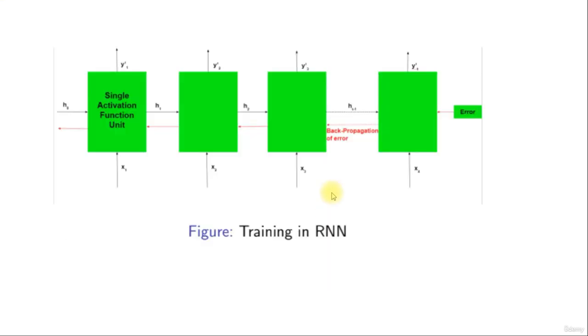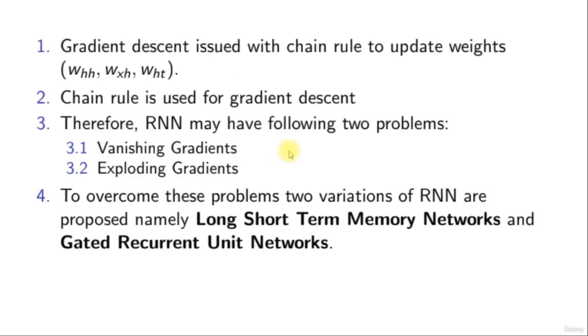This is the visualization. You have a single activation function unit, and these are different time steps x1, x2, x3, x4, and h1, h2, ht minus 1. It goes on, and finally the error is backpropagated, and all these weights and biases will be changed in RNN. So gradient descent is used with the chain rule to update the weights. Now chain rule is used for gradient descent.